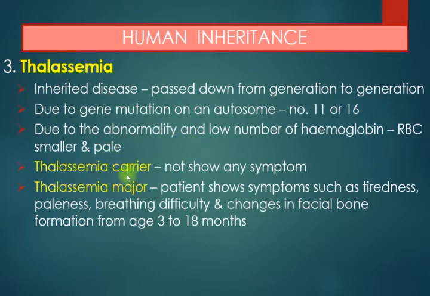There are two types of thalassemia. The carrier or minor will not show any symptoms. The second type is thalassemia major. Thalassemia major refers to the patient who shows symptoms such as tiredness, paleness, breathing difficulty, and changes in the facial bone formation from age 3 to 18 months. So that is thalassemia.